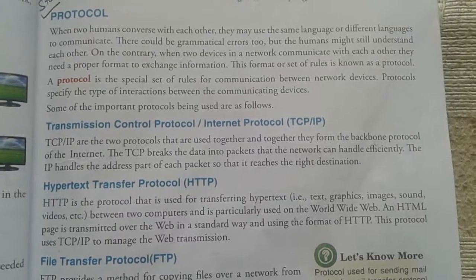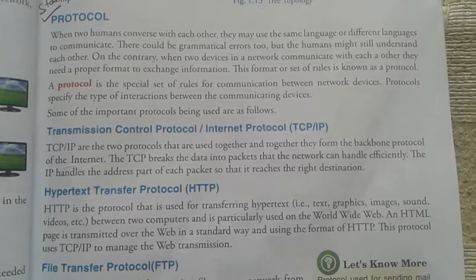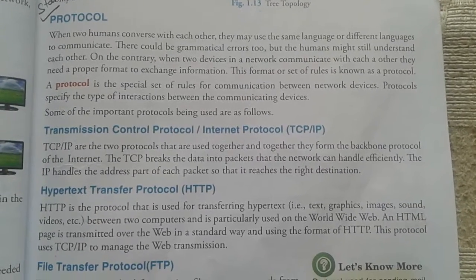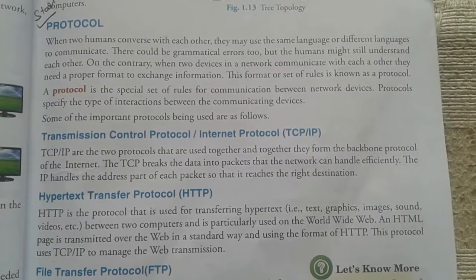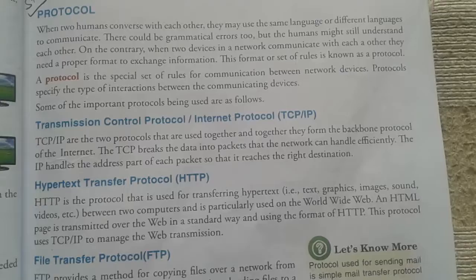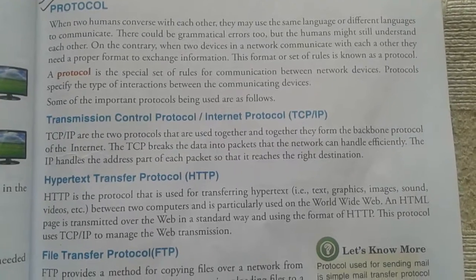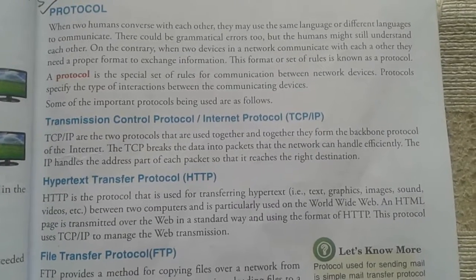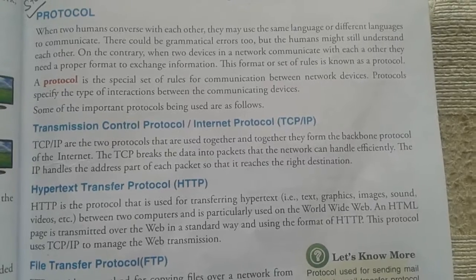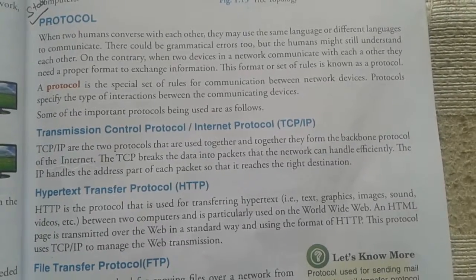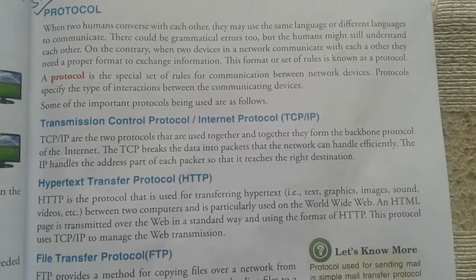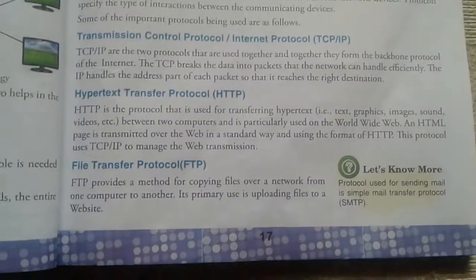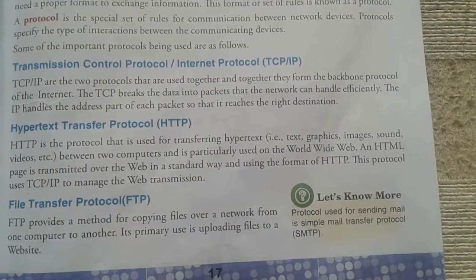A protocol is a special set of rules. The definition is: a protocol is a special set of rules for communication between two network devices. Protocols specify the type of interaction between the communication devices. Set of rules means rules which we have to follow whenever we are going to do the same thing. Some of the important protocols being used are as follows. These are the protocols when we are working on a computer.